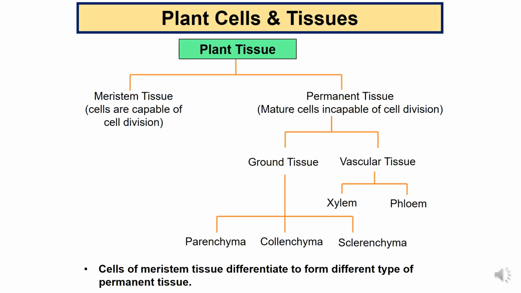The permanent tissue can be divided into two types of tissues. We have ground tissues and vascular tissues. Both ground tissues and vascular tissues play a specific function, unlike the meristematic tissues. The ground tissues are divided into three types, which are the parenchyma tissues, collenchyma tissues, and sclerenchyma tissues, whereas the vascular tissues are divided into two, which are xylem and phloem.